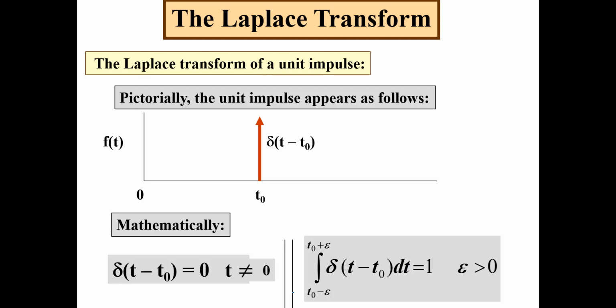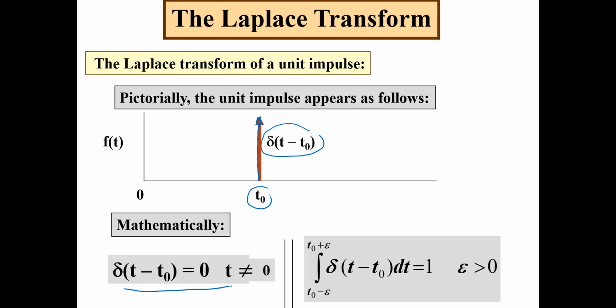So the unit impulse is like this one. The unit impulse is just an impulse at t equals t0, like this one. So there is an impulse, suddenly we have the impulse. We write the impulse like this, delta(t minus t0). So mathematically we can get this one.